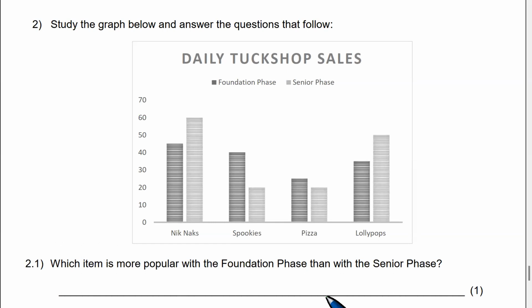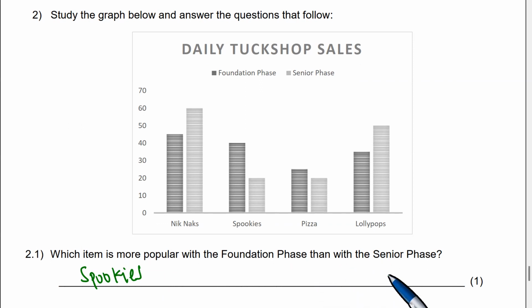Which item is more popular with the foundation phase than with the senior phase? Knickknacks and lollipops. Please come again. Knickknacks and lollipops. Okay. Why? No, it's spookies and pizza. It's the spookies. Well done. It's the spookies, because they are more popular with the foundation phase than with the senior phase.